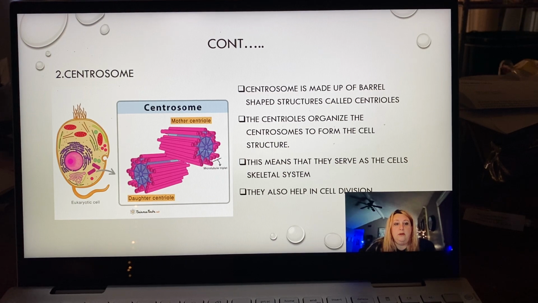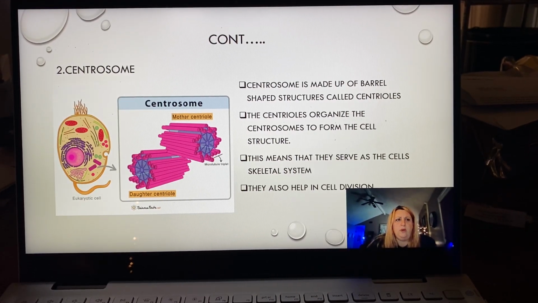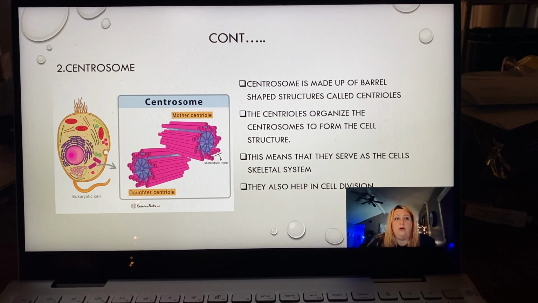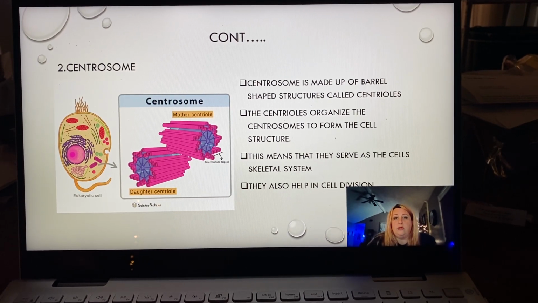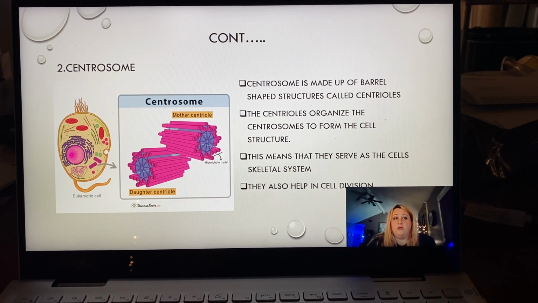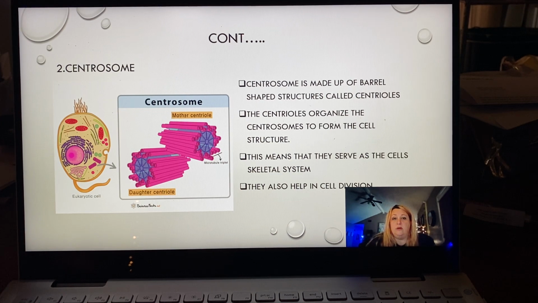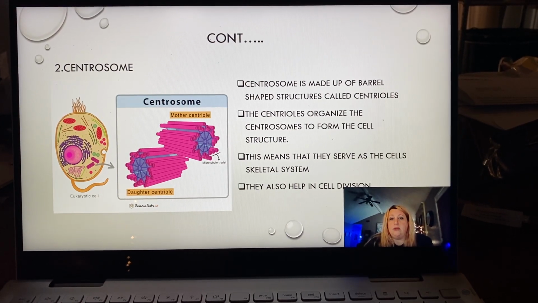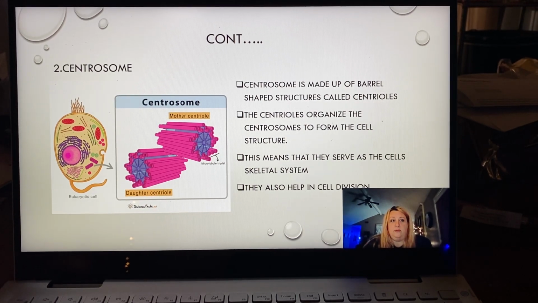And this slide is just continued from the last one. We also say that centrosomes are cylindrical shaped. The role of centrosomes is to organize the centrioles, which in turn form the cell structure. More advanced functions include regulation of cellular motility, and organizing spindle poles during the process of mitosis.